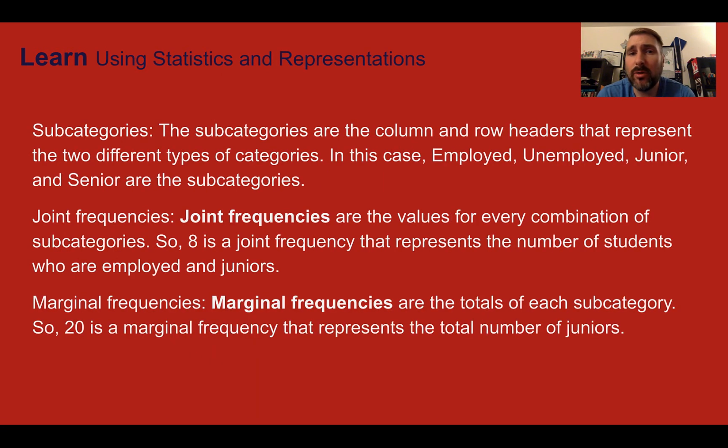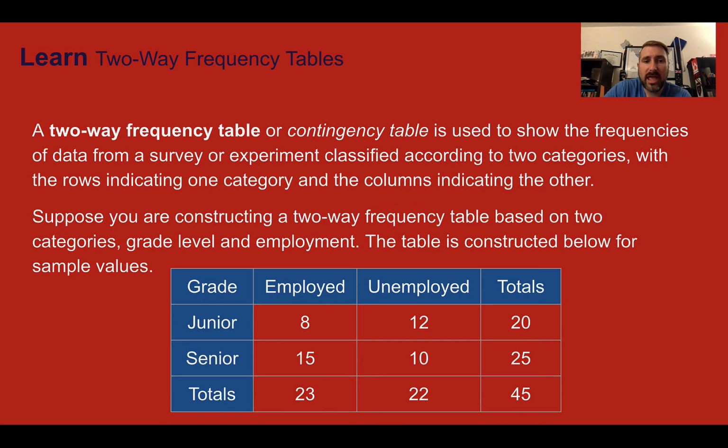Other important things you need to know about are called subcategories, joint frequencies, and marginal frequencies. So subcategories are the column and row headers that represent the types of categories. So in this case, we had employed or unemployed, and then junior and senior. Next, there's joint frequencies. They're the values for the combinations of subcategories. So if we were to look at our table, 8 is our joint frequency. They're where they join. There are 8 juniors that are employed.